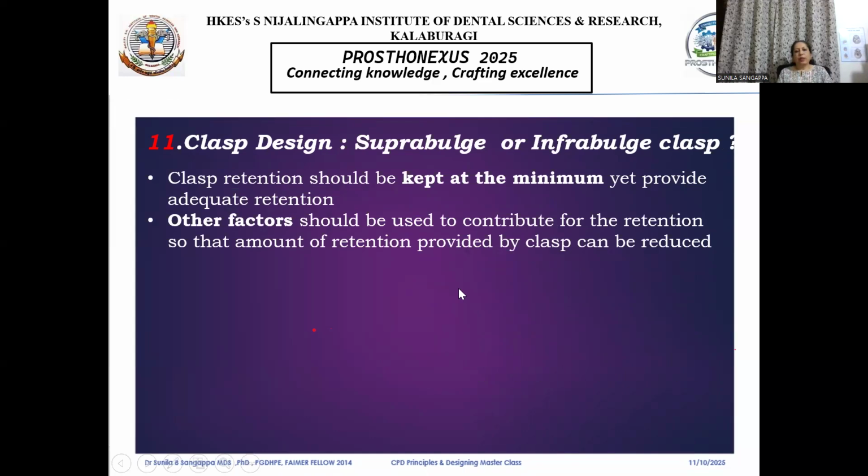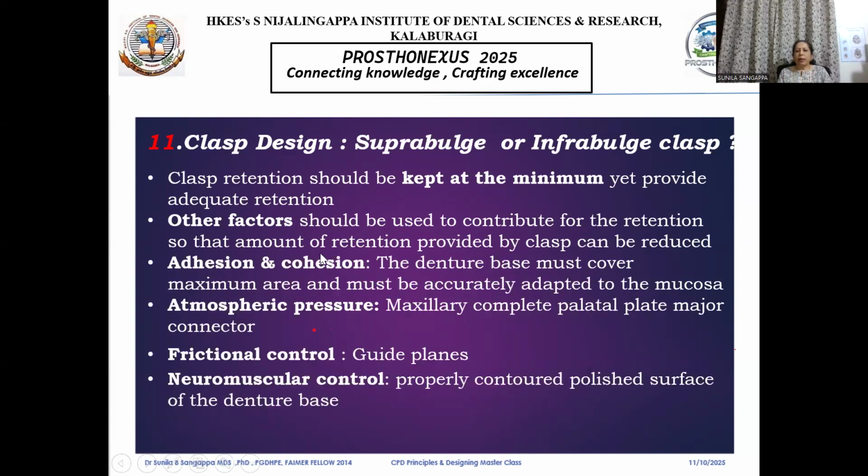Some more key points that you are supposed to consider during clasp designing. Always keep the clasp retention minimal, although you have to consider adequate retention. Then in cases of distal extension, you can always consider other factors for the amount of retention. They are the physical factors of adhesion and cohesion, and the atmospheric pressure, and the frictional control by guide planes. Then the neuromuscular control that is achieved by properly contouring the polished surfaces of the denture base, that is having the appropriate concavity and convexity as per the muscle attachments and the tongue.